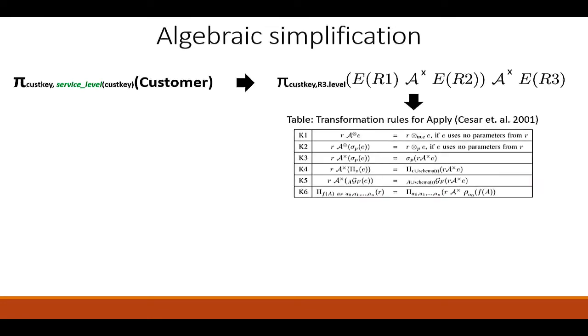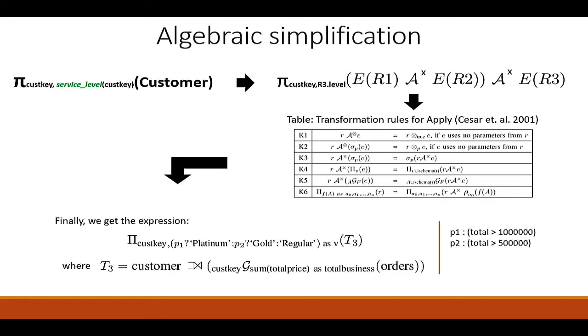As I was mentioning, there are these transformation rules for the apply operator, which were defined in 2001 in one of the SIGMOD papers written by Cesar and others, where they show how you can move relational operators above and below the apply while guaranteeing equivalence. I won't go into the details, but these rules are fired and they start transforming the tree. And then finally, we get this expression that's shown here.